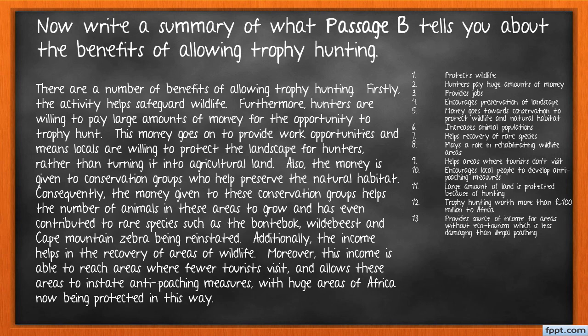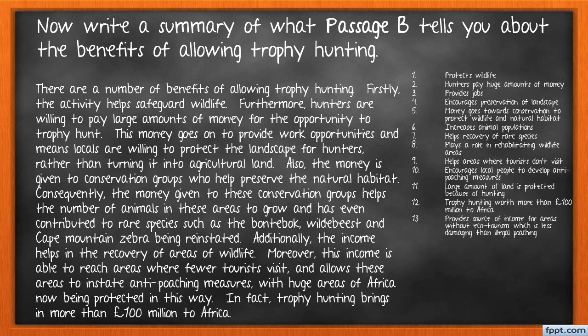Then I want to bring in point 9. So I've used another connective. Moreover, this income is able to reach areas where fewer tourists visit and allows these areas to instate anti-poaching measures with huge areas of Africa now being protected in this way. So again, I've managed to incorporate a couple of bullet points in that way. In that point, but I've still got the main points covered, and it still reads nicely and cohesively without too much waffle.